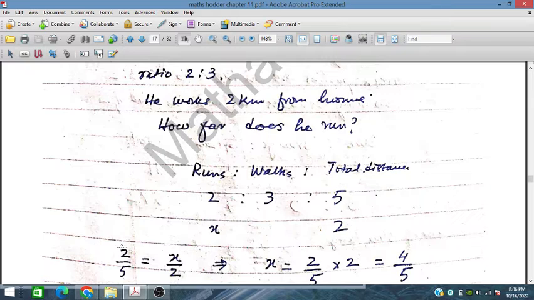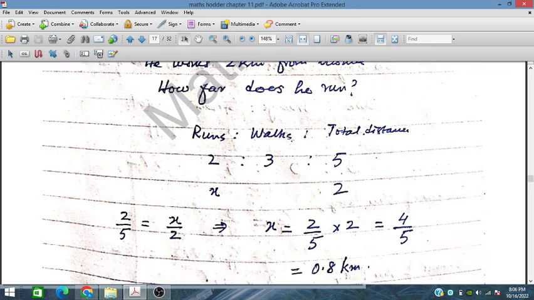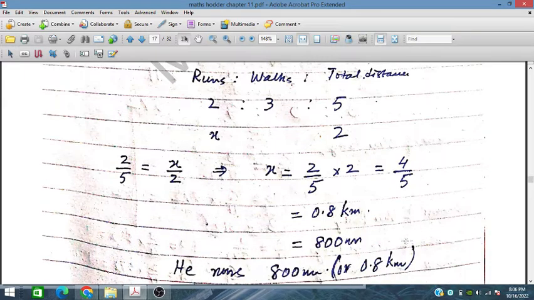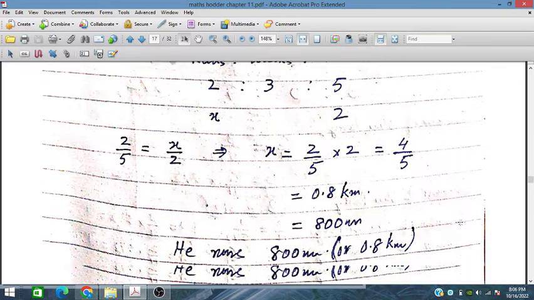So we will perform 2 to 5 ratio, x by 2 ratio. So x is 0.8 kilometers. This is 800 meters, and he runs 800 meters.